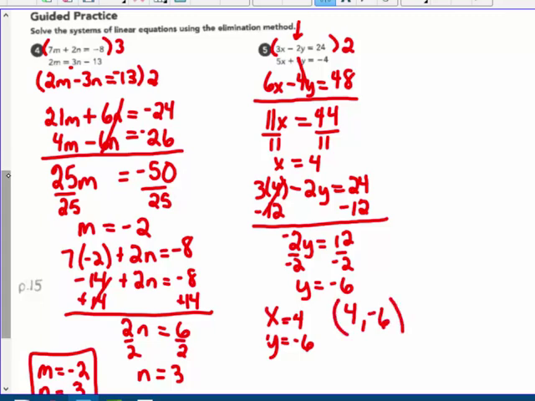Let's just put it in the second equation. 5 times 4 is 20, and 4 times negative 6 is negative 24. 20 and negative 24, yippee, makes negative 4. So we've got the right solution, and let's be done for today.